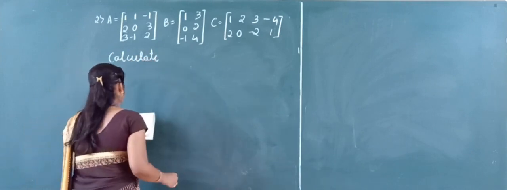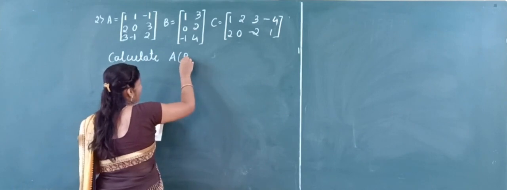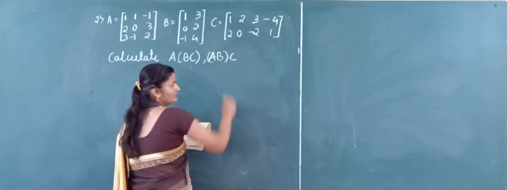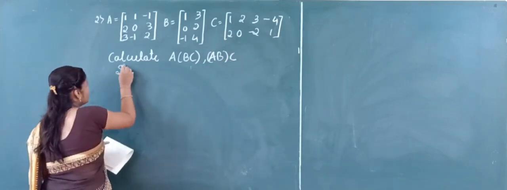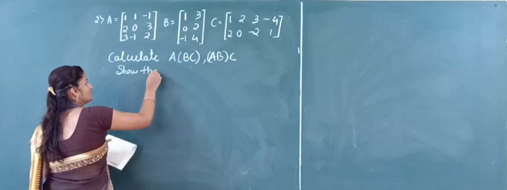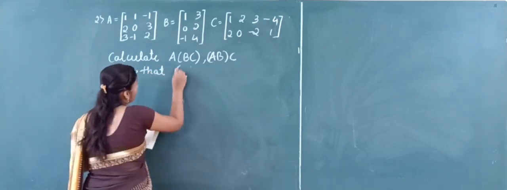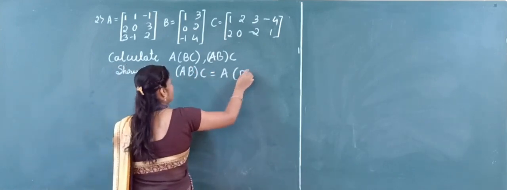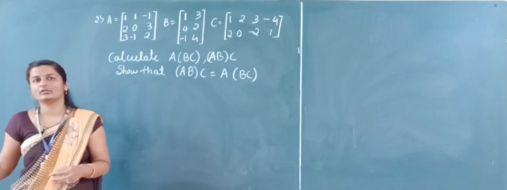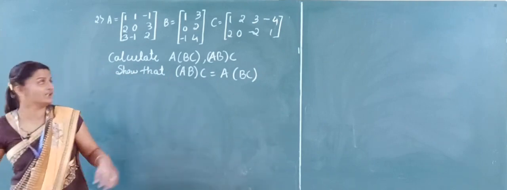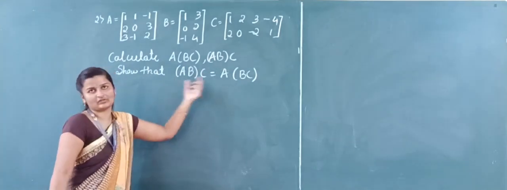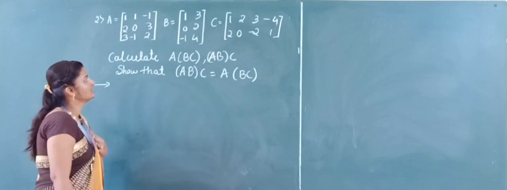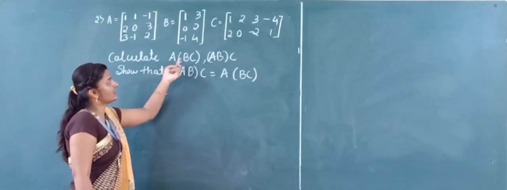We have to calculate A into BC, and AB into C. Then we have to show that AB into C is equal to A into BC. That is the associative law. So we have to find these and finally show that these two are equal. We will solve one by one.